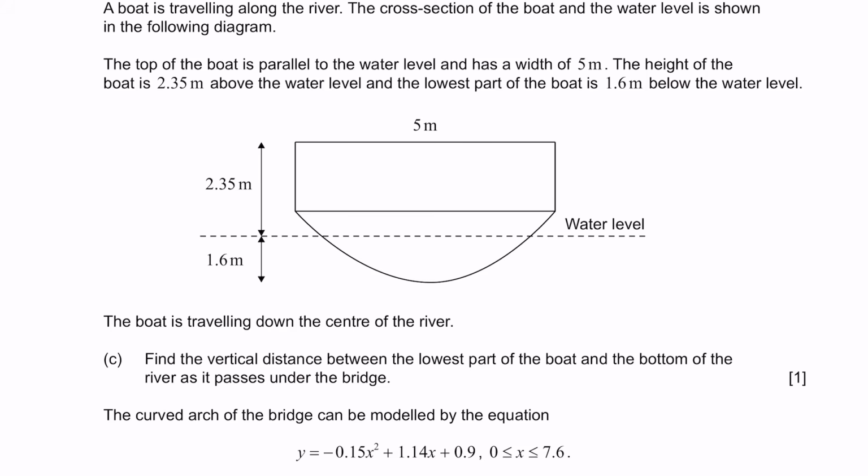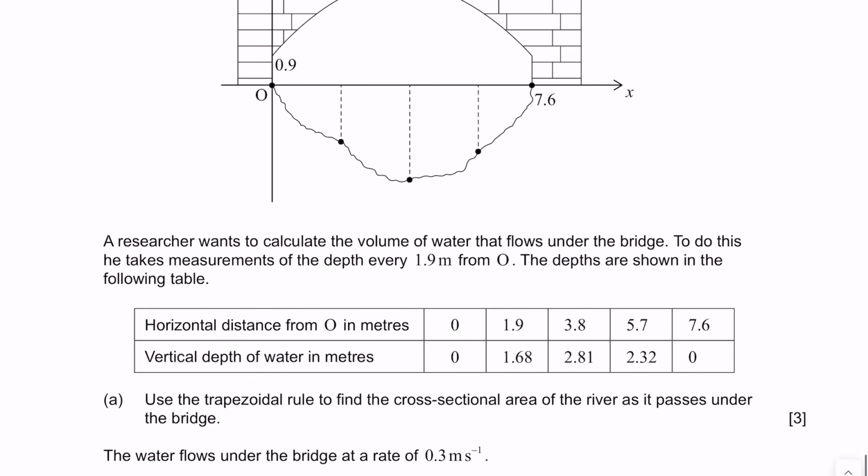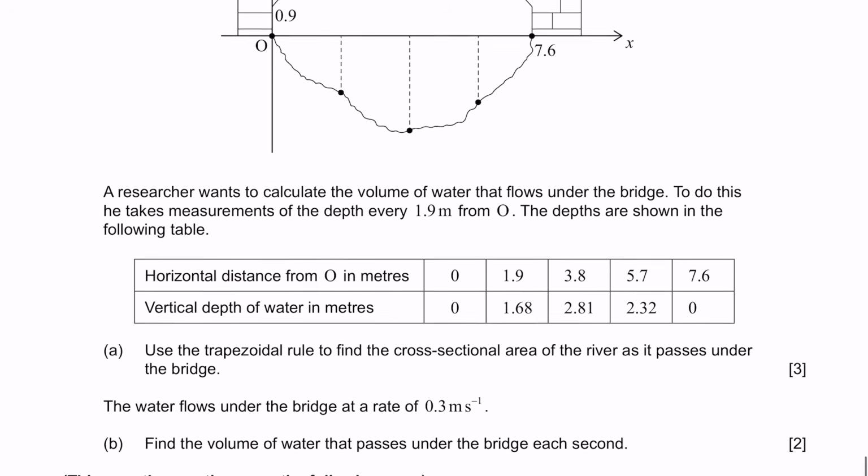Part C. Find the vertical distance between the lowest part of the boat and the bottom of the river as it passes under the bridge. So we're told that the boat is traveling down the center. So let's go look at that. So the center would be right at 3.8 right here. So what is the depth at 3.8? The depth of water is 2.81 meters.